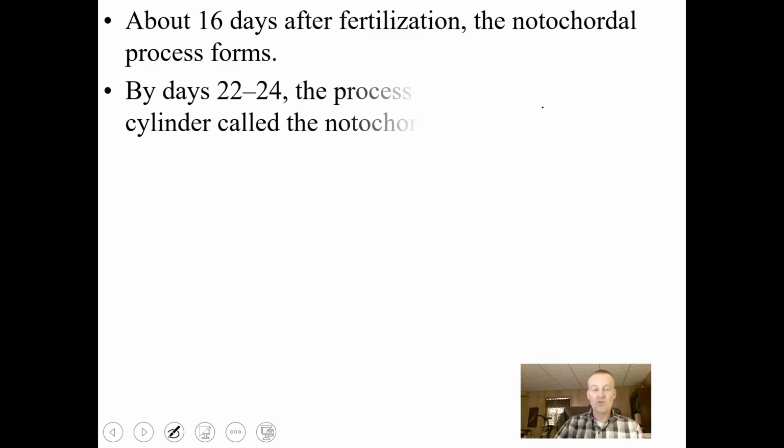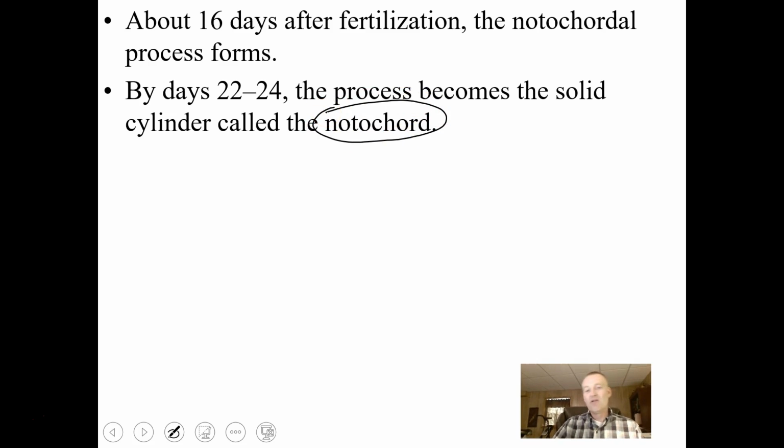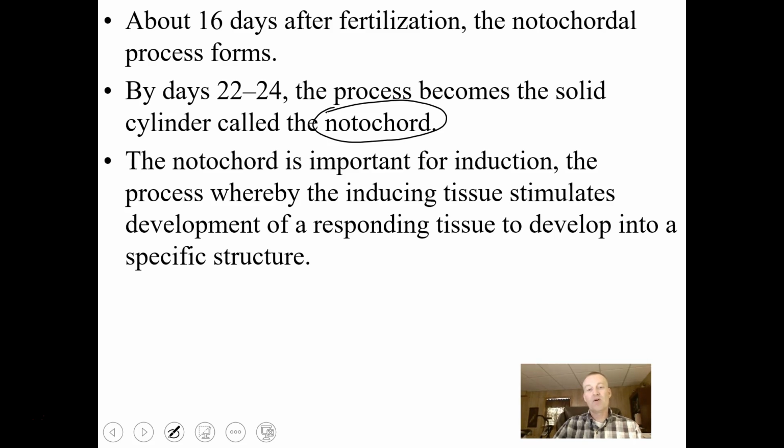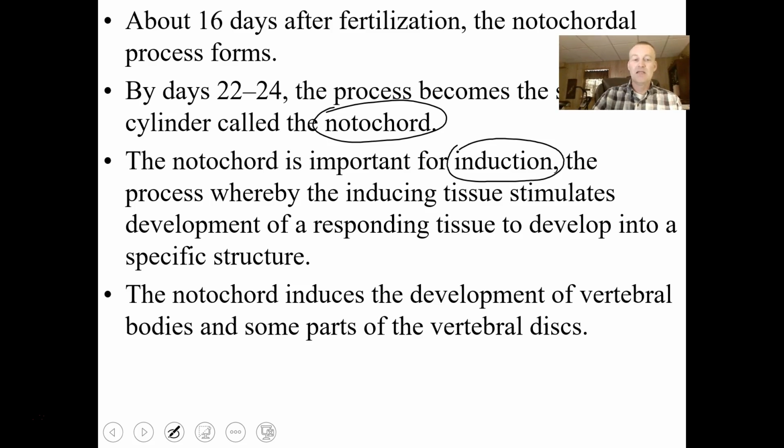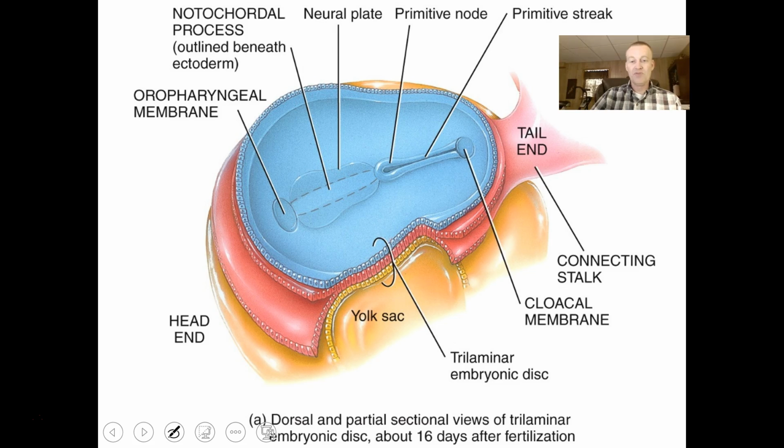About 16 days after fertilization, the notochordal process will form. By about 22 to 24 days, this process becomes a solid cylinder of tissue called the notochord. Notochord is important because it's going to dictate where different parts of your nervous system are going to be forming. There is this process called induction where cells will tell cells over top of it or underneath of it what they need to become and to stimulate them to develop into the right kind of structure or tissue. The notochord will induce the development of vertebral bodies and some parts of the vertebral discs.